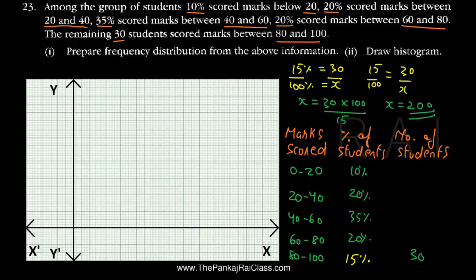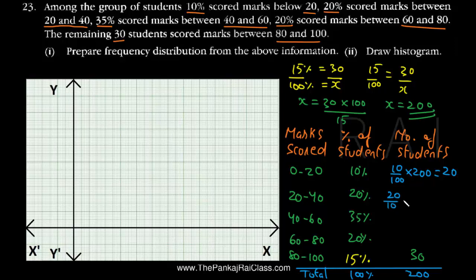So we can say over here that the total number of students is equal to 200, and the total over here would be 100%. So now we can find out the number of students. Here we have to find 10% of the total students, which is 200. So 10% will be 10 by 100 of 200. 2 zeros will get cancelled and we will have 20.